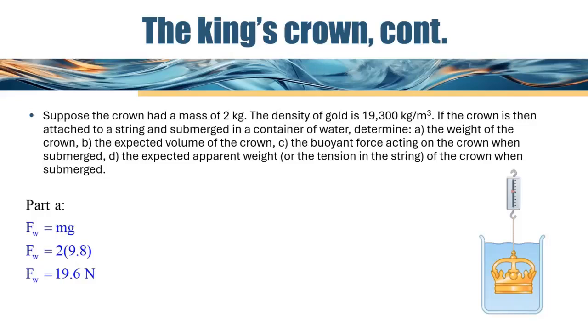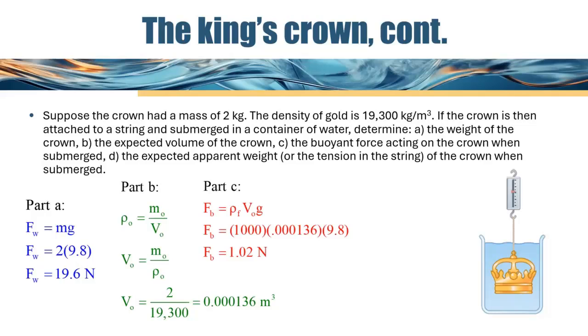Part B says, what is the expected volume of the crown? Well, we know the mass is 2, and we know the density of gold, so we could use the density equation to predict the volume of the crown. Density is mass over volume, which means volume is going to end up being mass over density. I just cross multiplied. And so 2 divided by 19,300, and I get this very small number for volume. That number is very small because our units, meters cubed, are so large.